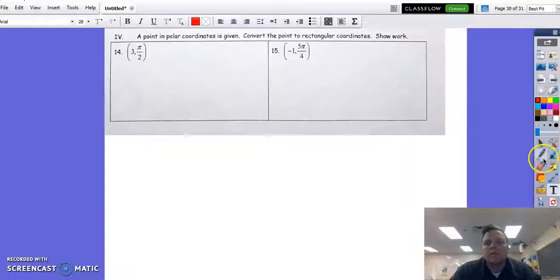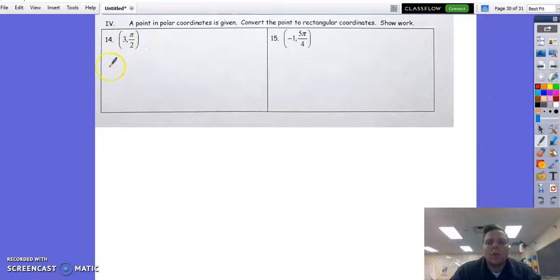Okay, so our next problem, problem 14. A point in polar coordinates is given. Convert the point to rectangular coordinates. Show work. All right, so this is polar. This is r, this is theta, and we want to convert it to x, y. You should just be able to look at your notes from yesterday, or remember the formulas.